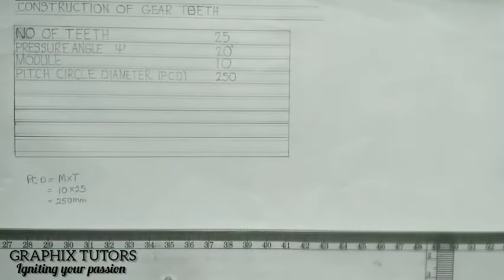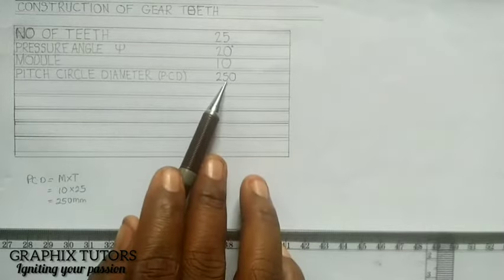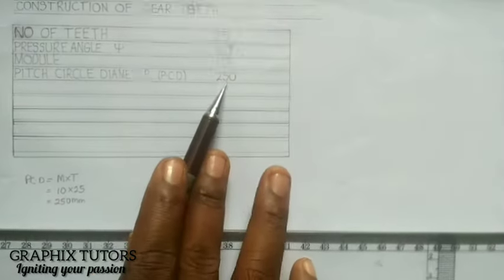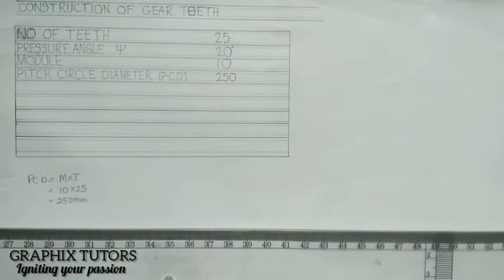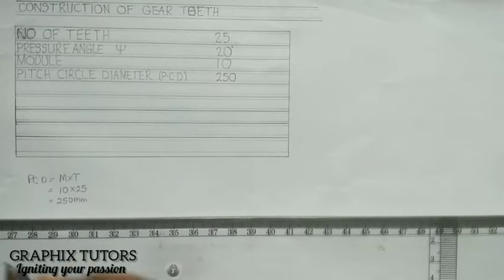Now for you to draw a circle, you need to use the radius of a circle, and a circle is made up of what? Diameter. So we need half of this to draw our PCD. So 250 divided by 2 will give me 125. So I will draw this, take my T-square.